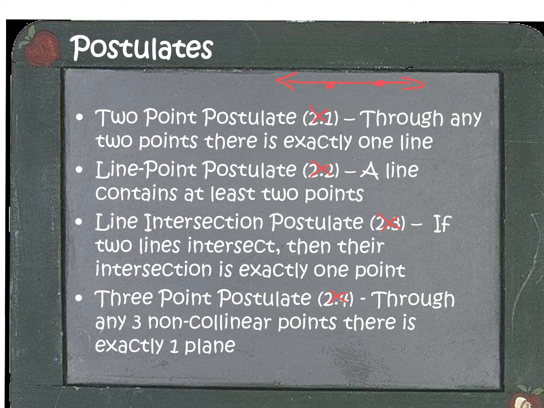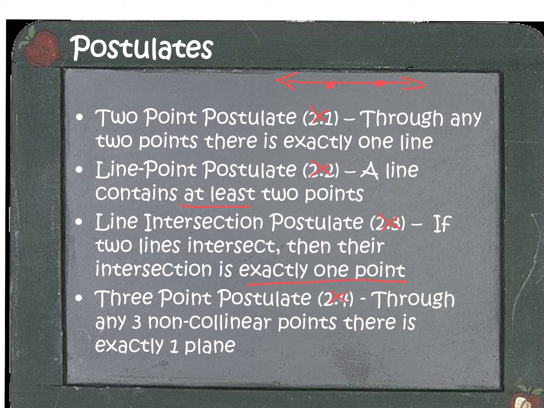The second postulate is called the line point postulate. And this one states that a line contains at least 2 points. So just like we learned in Chapter 1, in order to name a line, you need to name it with 2 points, unless there's a lowercase letter there. But you always need at least 2 points to form a line. Now you can have more, notice the word at least, you can have more than 2 points, but you need at least 2.